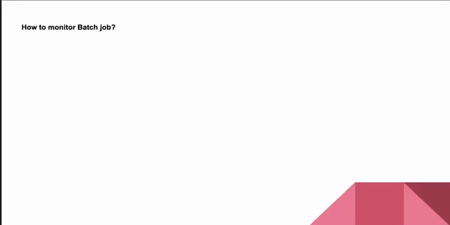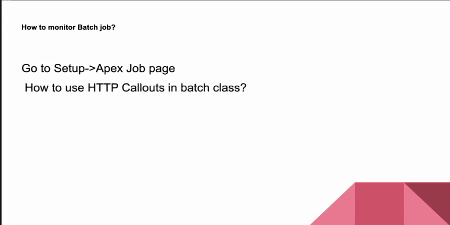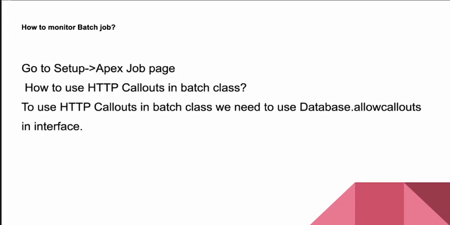How to monitor a batch job? So we go to Setup, and then in the Quick Find we write Apex Jobs, and then we are able to see the Apex Jobs page, and that's how we find it. And then there's one more question about how to use HTTP callouts in a batch class. So for that we use the Database.AllowsCallouts interface.